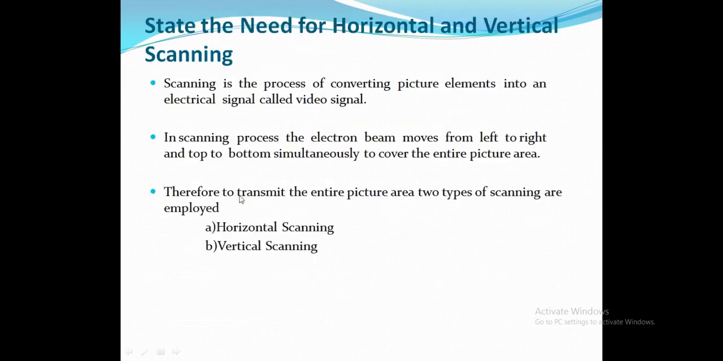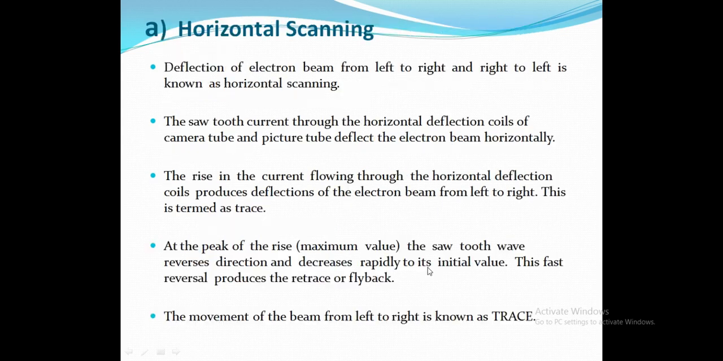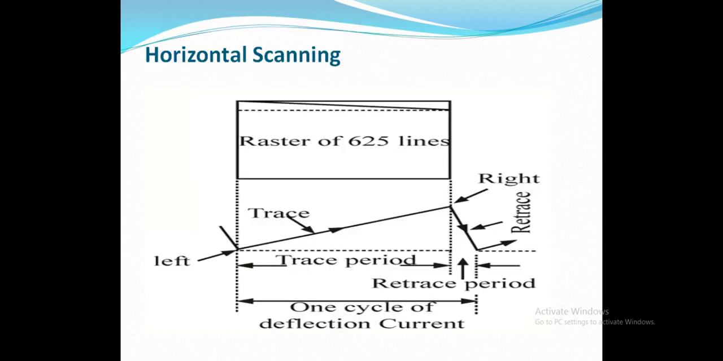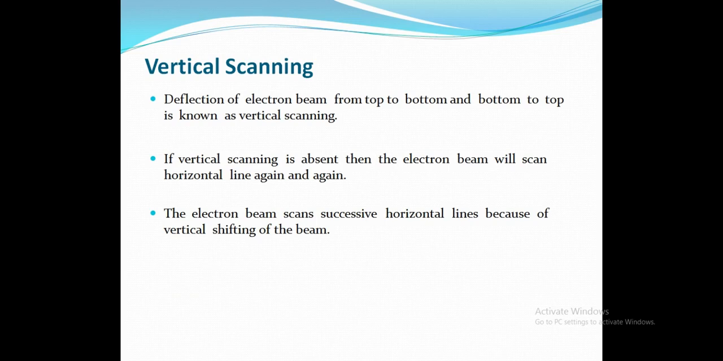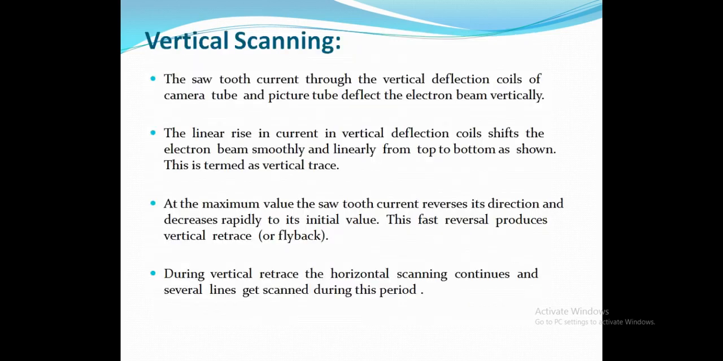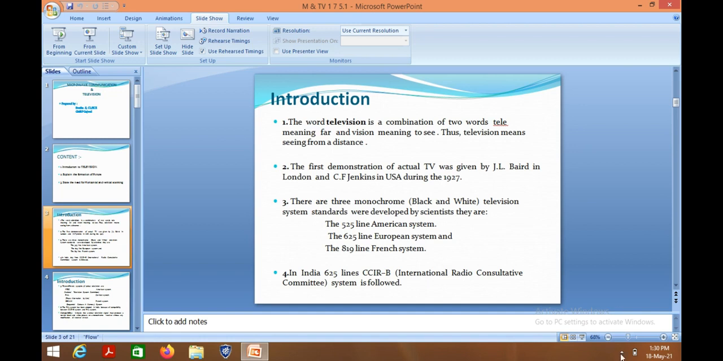So overall, we have two types of scanning techniques, horizontal and vertical scanning. Horizontal scanning means the left to right movement of the electron beam, and top to bottom electron beam movement is called vertical scanning. Okay, so this is all about vertical scanning and horizontal scanning.